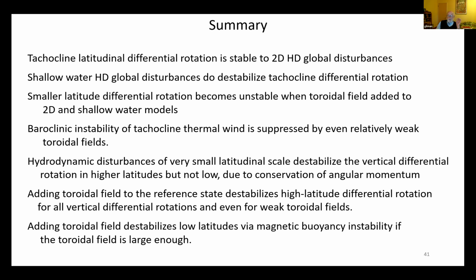Hydrodynamic disturbances of very small latitudinal scales destabilize the vertical differential rotation of high latitudes, but not low, due to conservation of angular momentum. Adding a toroidal field to the reference state destabilizes the high latitude differential rotation for all vertical differential rotations and even for weak toroidal fields. And adding a toroidal field destabilizes low latitudes via magnetic buoyancy instability if the toroidal field is larger.